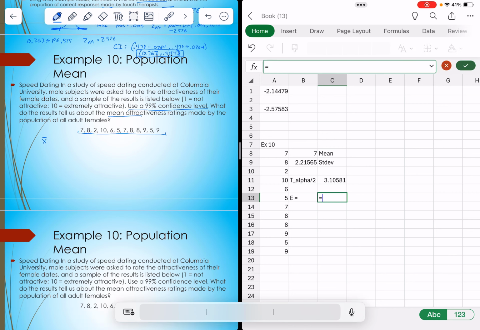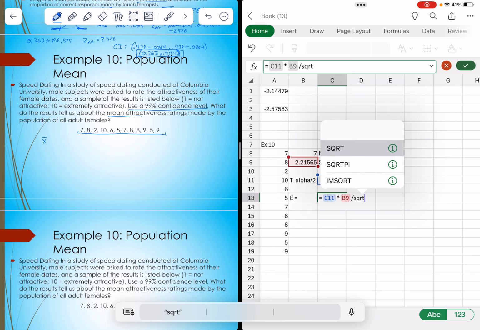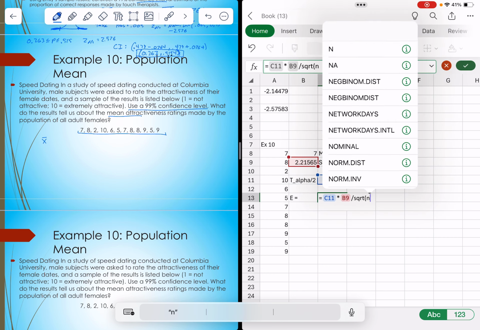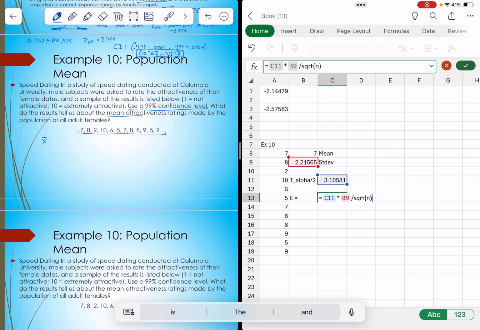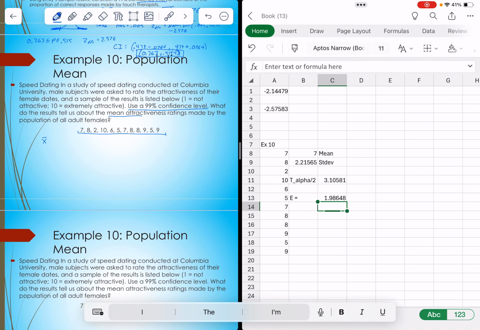This is going to equal that thing times s divided by the square root of n, not square root of n minus 1, square root of n. But what is n? n is 12, so I'll just go ahead and put in 12. All right, so there's my margin of error.